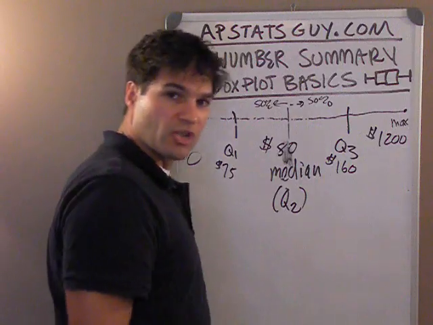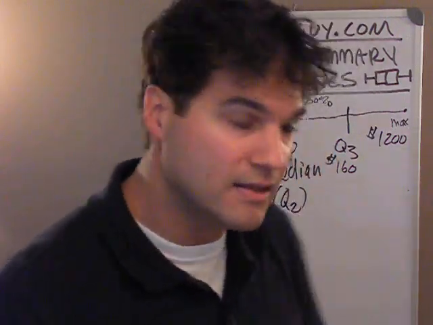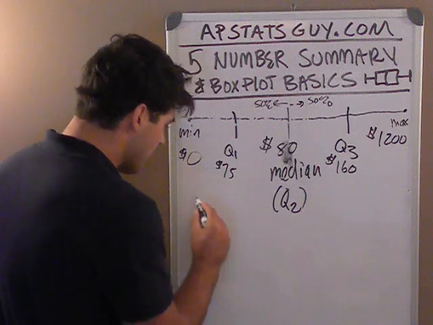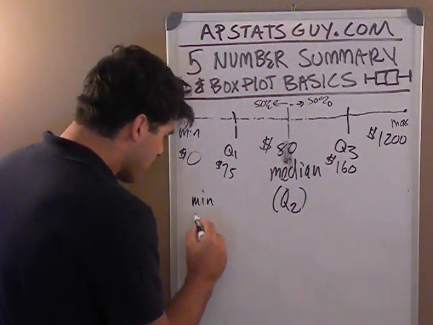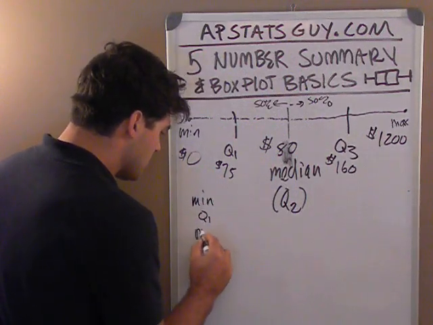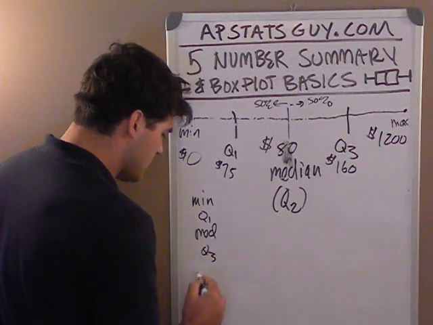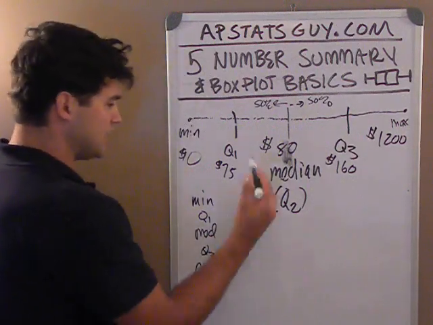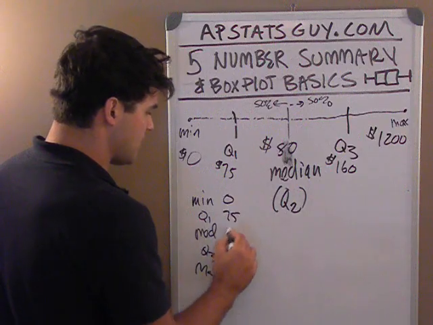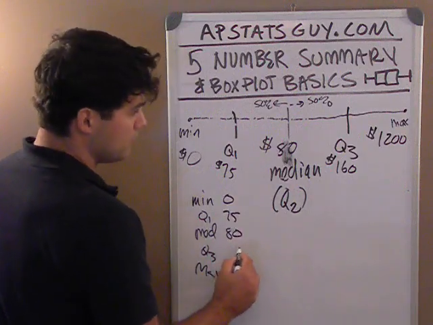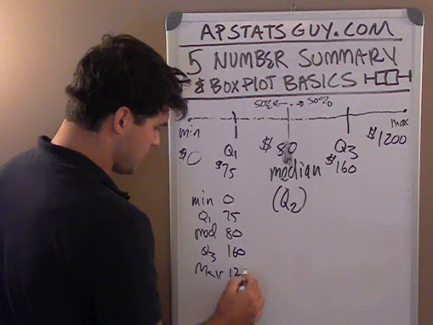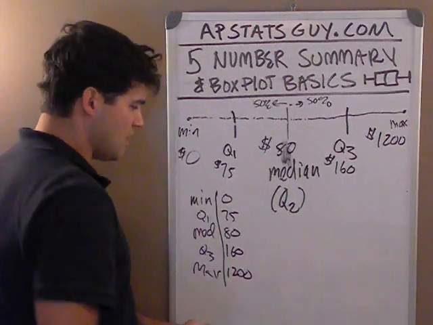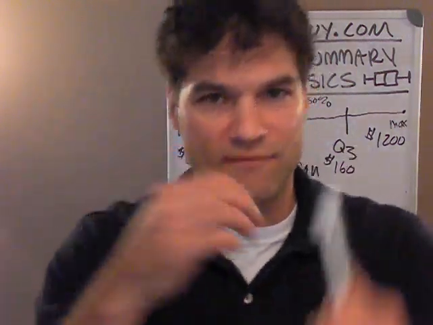So these are the 5-number summary. The way you generally see it is like this: Min, Q1, median, Q3, max. And it's just listed 0, 75, 80, 160, 1200. And there's your 5-number summary, and that's how it's given to you.